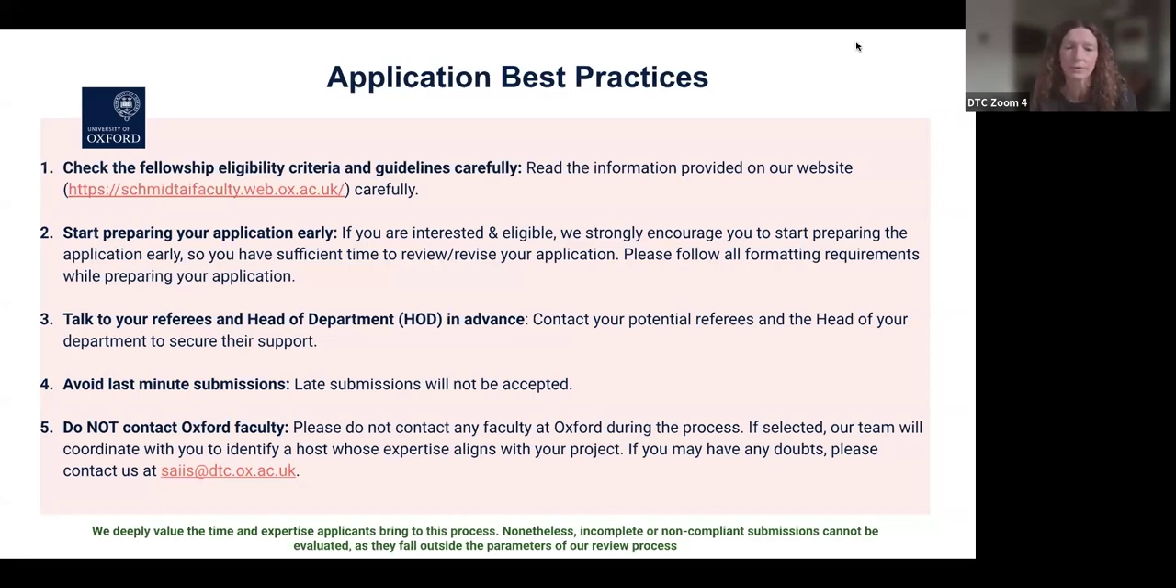If you have any doubts and want to contact us with any questions around the application process, as mentioned, the email address does feature on the website, and I'll pop it in the chat, but it's sais@dtc.ox.ac.uk.